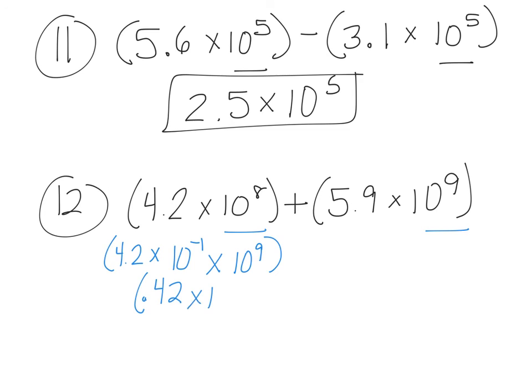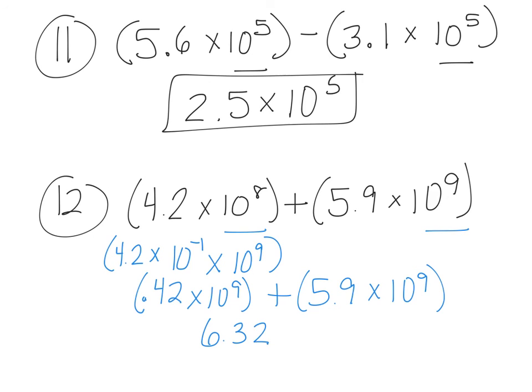So that gives me 0.42 times 10 to the 9th plus 5.9 times 10 to the 9th. I now add them together, and I would get 6.32 times 10 to the 9th. And your final answer is between 1 and 10, so our answer would be just that, 6.32 times 10 to the 9th.